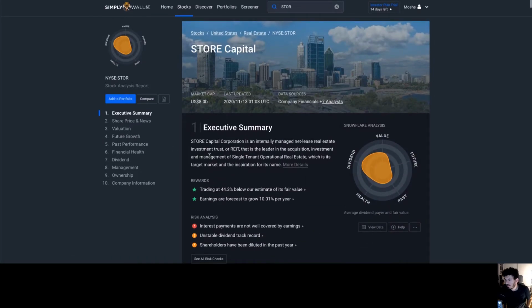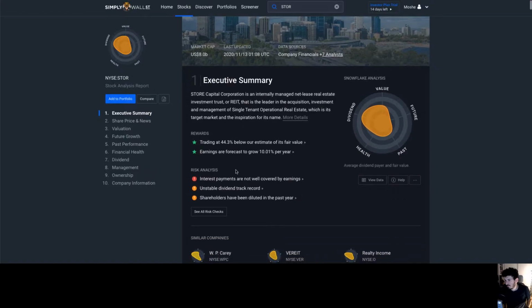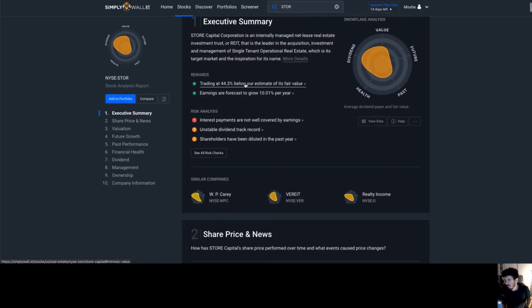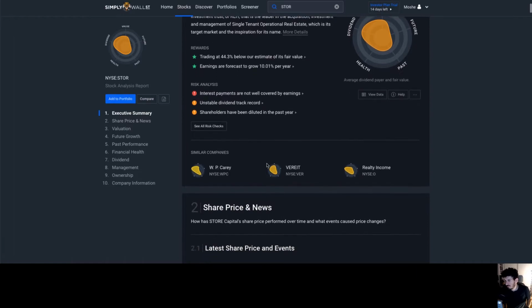So Store Capital is a net lease real estate investment trust, and kind of going over the summary, trading below estimated fair value. Earnings are forecast to grow 10%. The risk is interest payments are not well covered by earnings. Unstable dividend track record. Shareholders have been diluted in the past year.